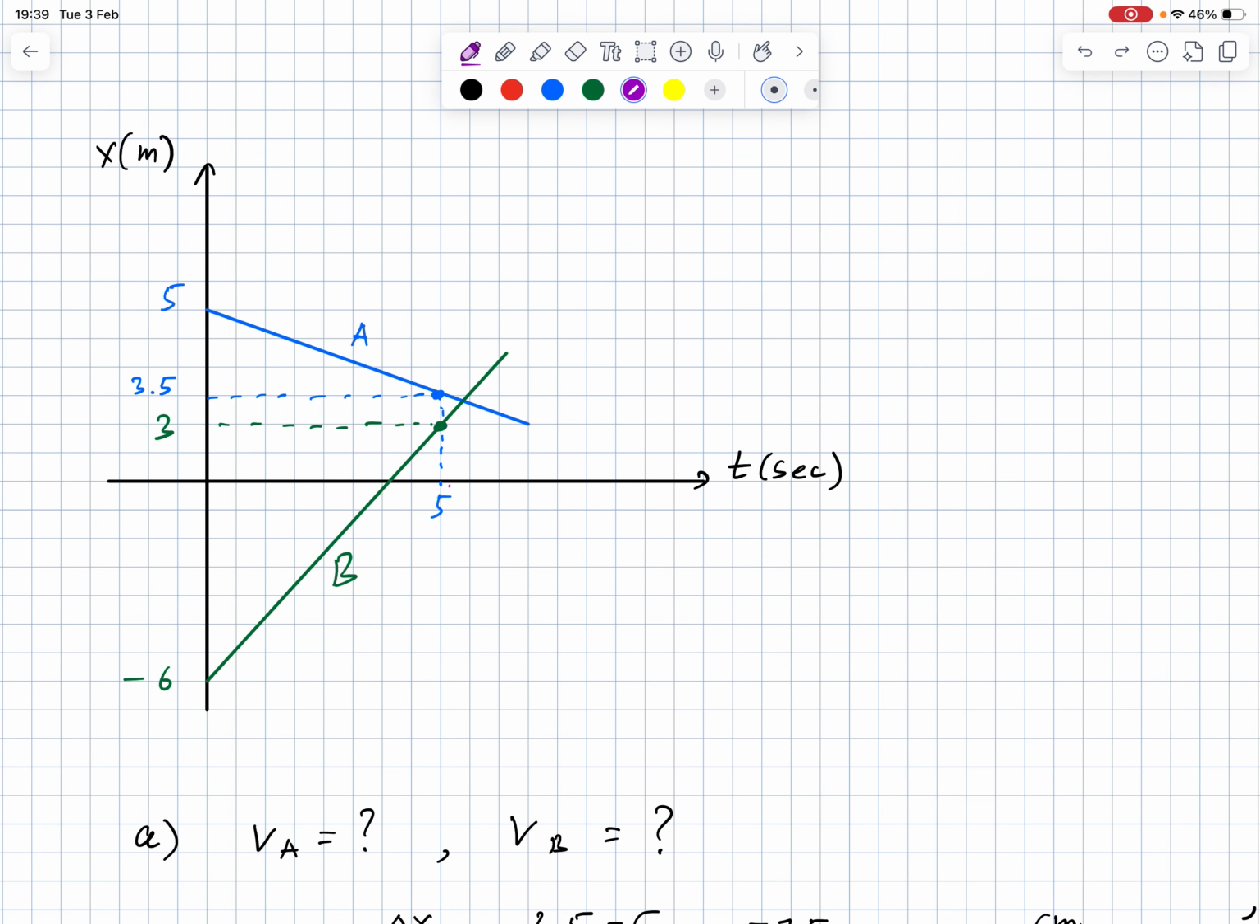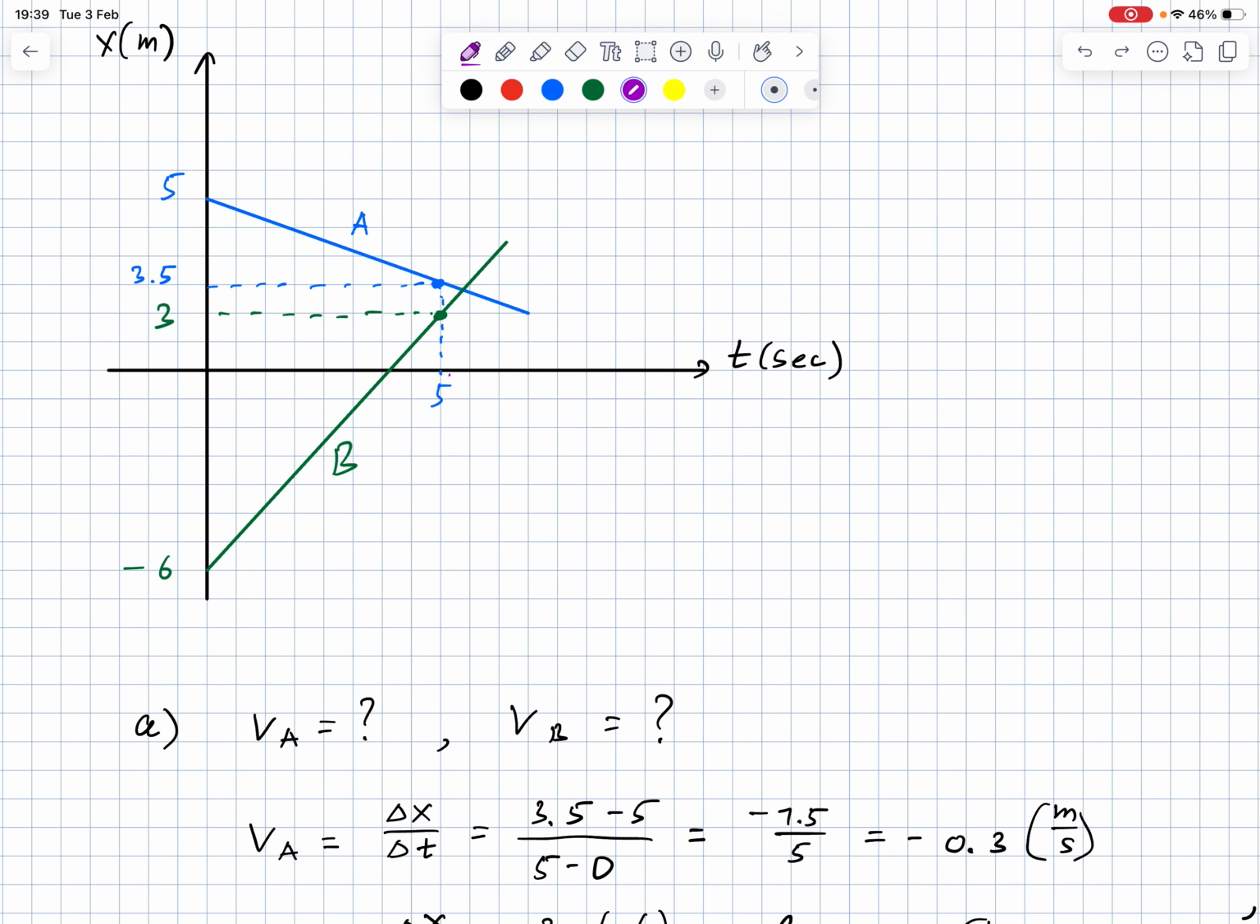Okay, what do we need to find? At part A, we need to find the velocity of those two objects, VA and VB. Okay, we know that the slope, which is actually velocity, as I said before, is constant. Then we can use this formula that is delta x divided by delta t. We need two coordinates to calculate the slope or velocity.